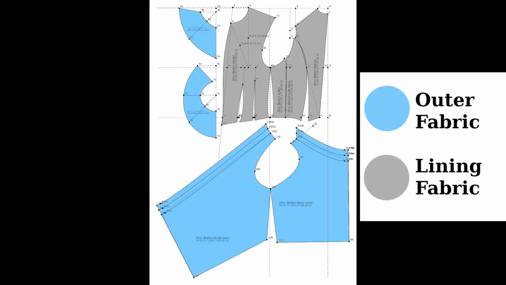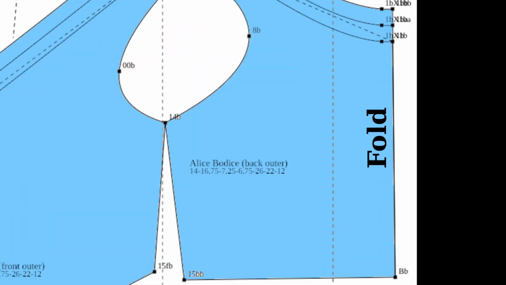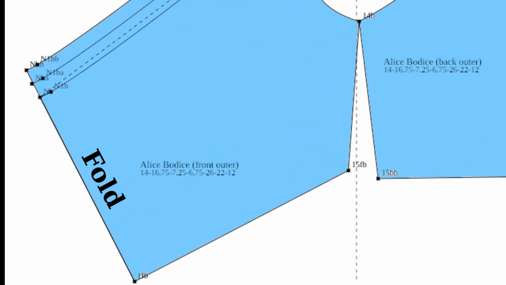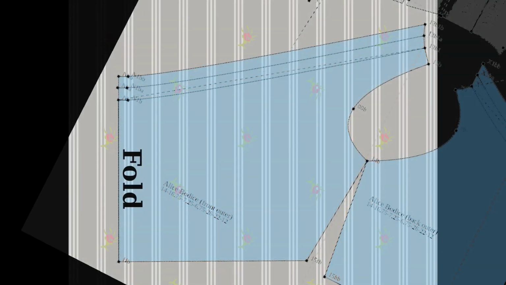The yokes and outer bodice pieces should be on the fold. Both yoke pieces and the back outer piece are oriented so that if the text is right side up, the center is the vertical line. The center line on the outer bodice is at an angle, however, when you line it up with your fabric, it should be straight up and down.